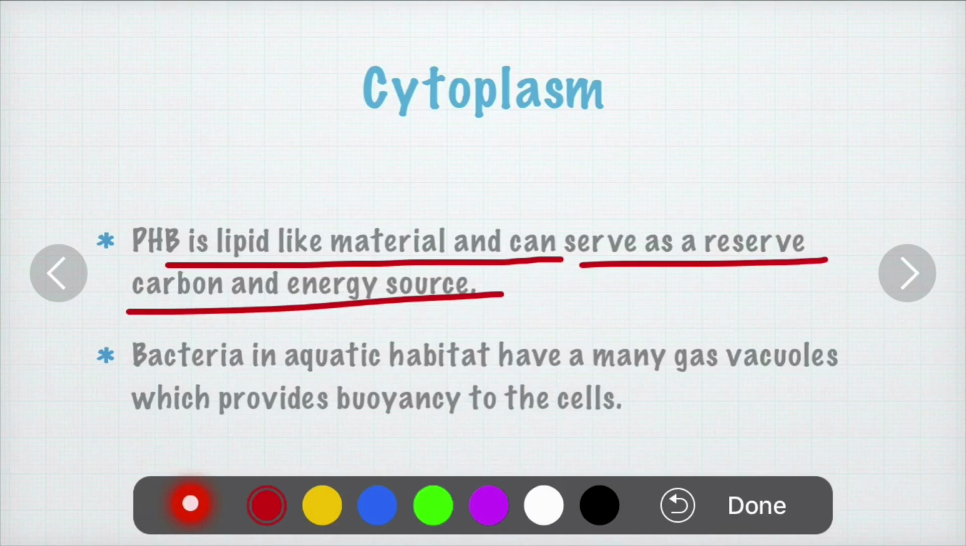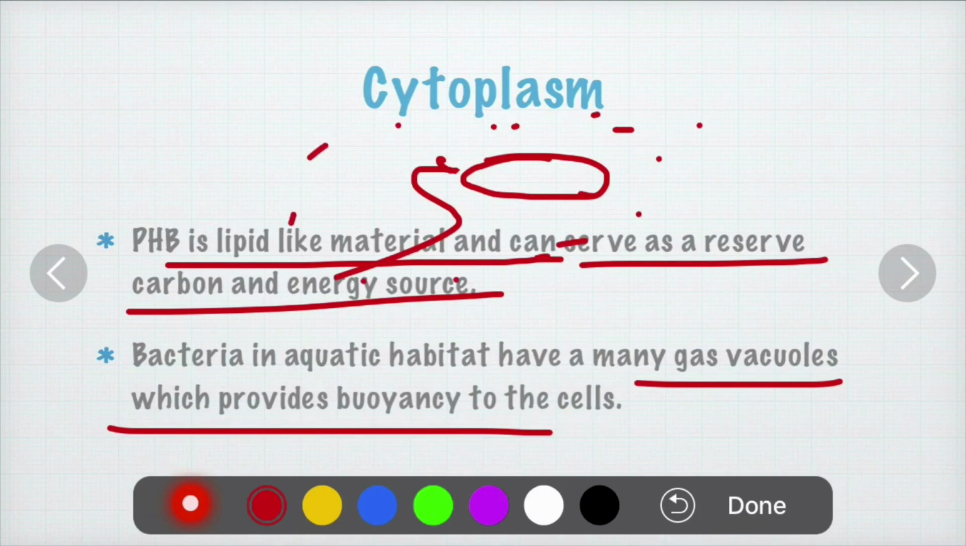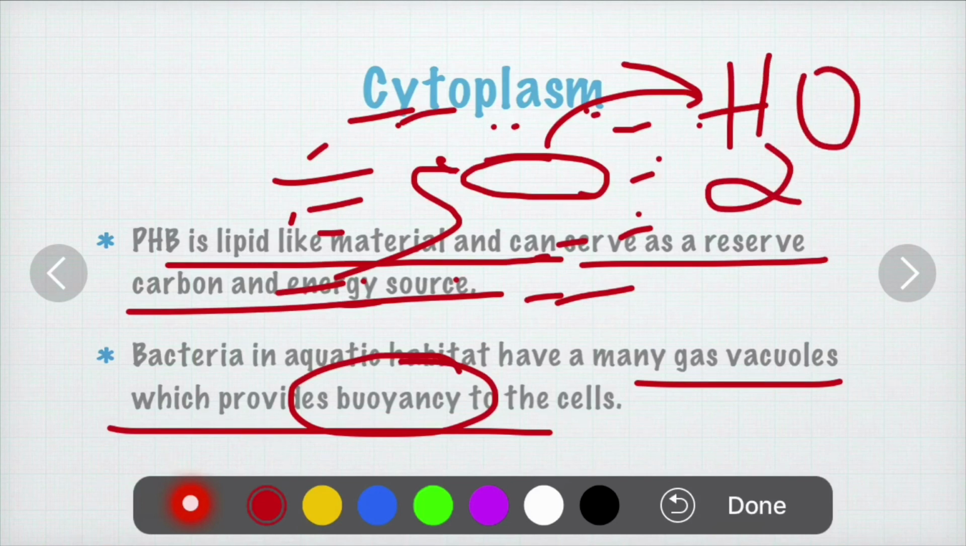When the bacteria are in an aquatic habitat, they have many gas vacuoles which provide buoyancy to the cells. For example, this is a bacterium present in an aquatic environment. There is a lot of water around the bacteria, so it provides buoyancy. That means whatever excess water is present inside the cell is removed out of the cell to the environment when the bacteria are living in aquatic conditions.